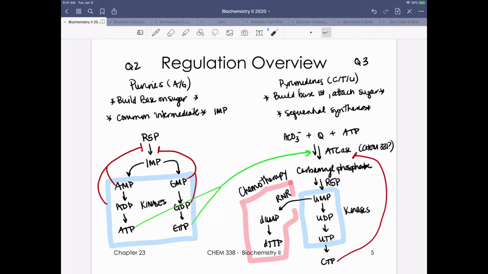Again, if we had spent more time studying the enzyme ATCase, we would have discussed the fact that A and G feed forward and activate ATCase. And this makes sense because if you're making lots of A's and G's, you better make the C's and the T's that are going to be used as their base pairing partners. So that's why A and G feed forward and activate ATCase to make more of its base pairing partners, C and T.